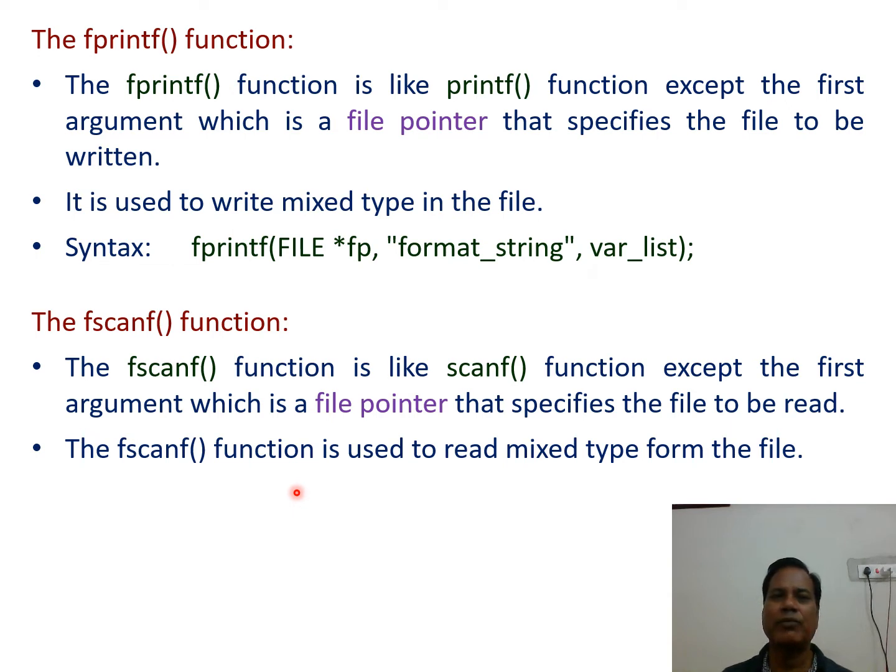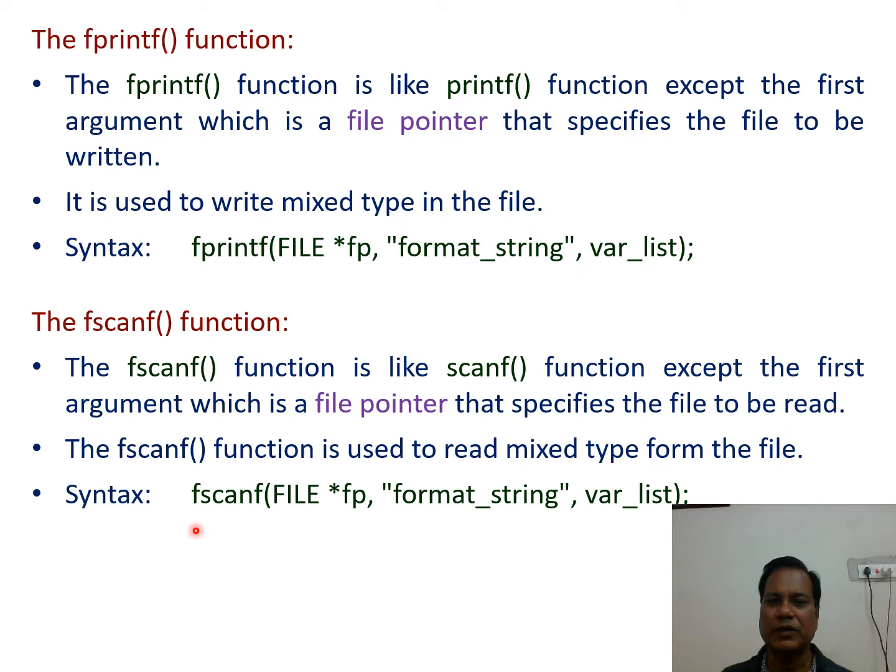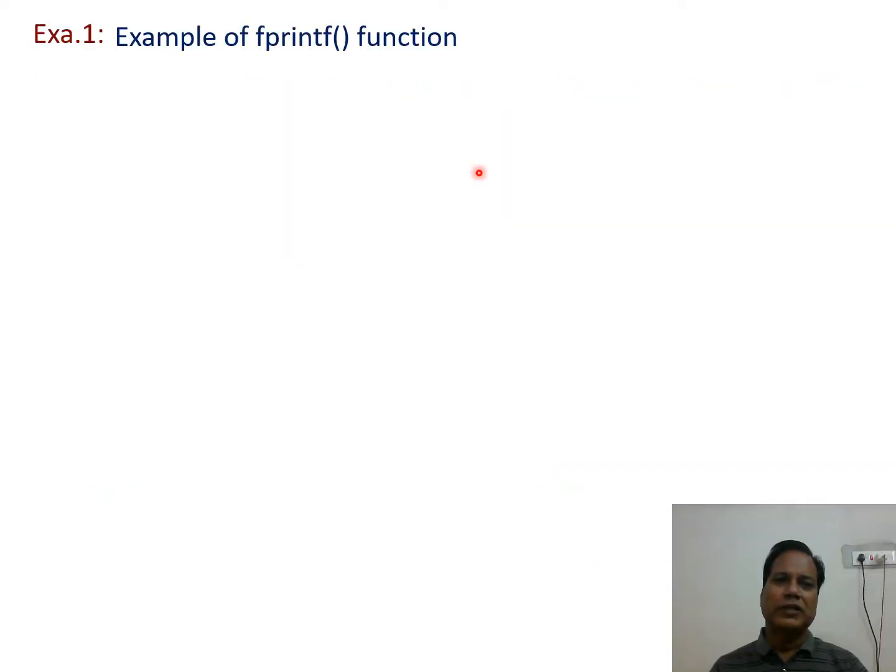So whenever we have to write mixed data as well as read mixed data, we use the fprintf function and the fscanf function. Syntax for the fscanf function is fscanf(FILE *fp, format string, variable list); with a semicolon at the end. Let us discuss an example program using the fprintf function.